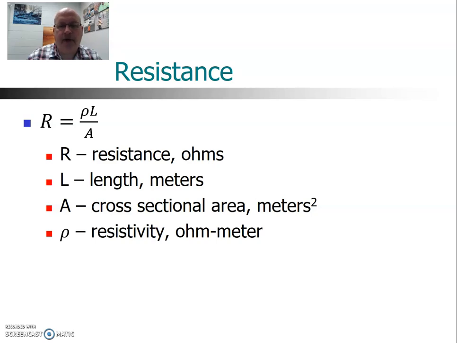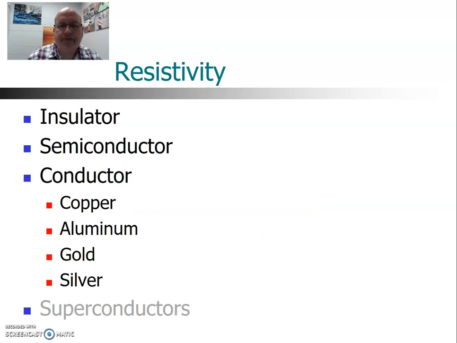So if you have a wire, the longer the wire, the more resistance. If you look at a cross-section, the thicker the wire, the less the resistance is. And then we have this other variable called rho, which is called the resistivity. That is the constant that depends upon the material that we use to make the wire.